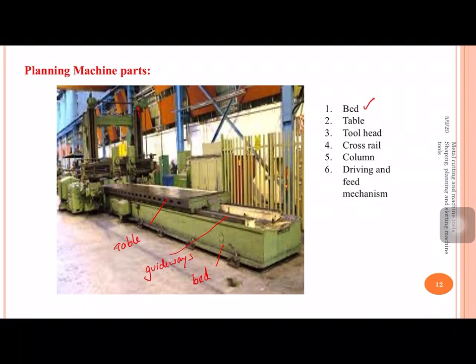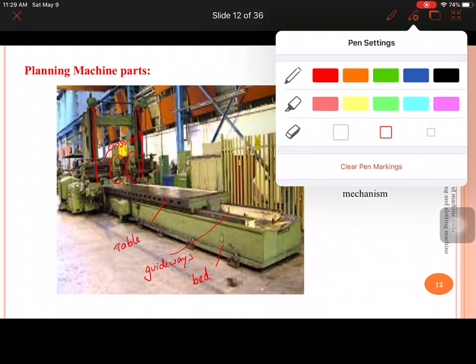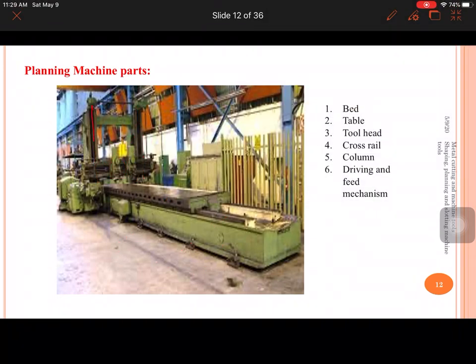Next, you can see these are the two columns which are connected by this cross rail, and these are the tool heads which are placed on the cross rail. And you can see here this is called the screw, the elevating screw. Both these screws are operated simultaneously so that you can lift the entire cross rail either in the vertically upward direction or vertically downward direction.